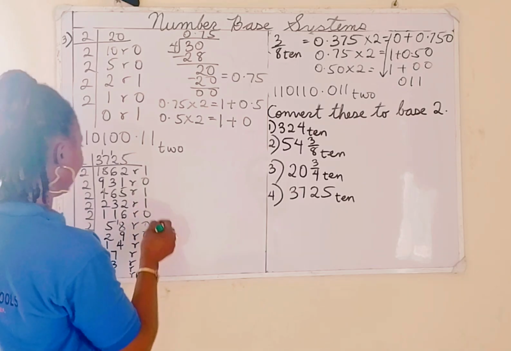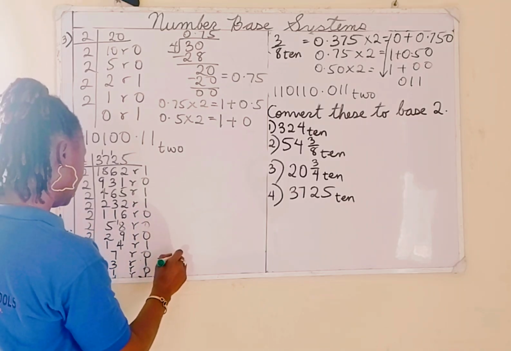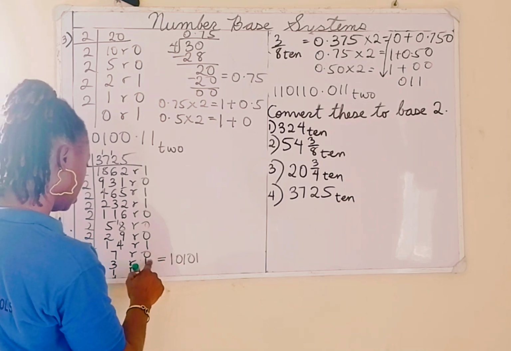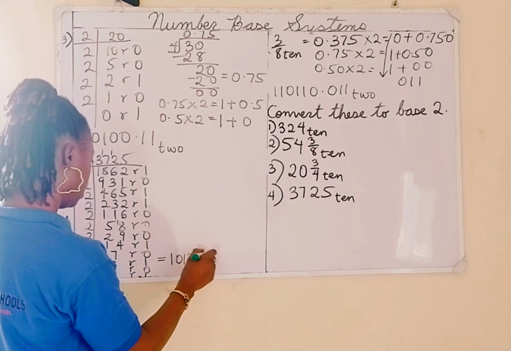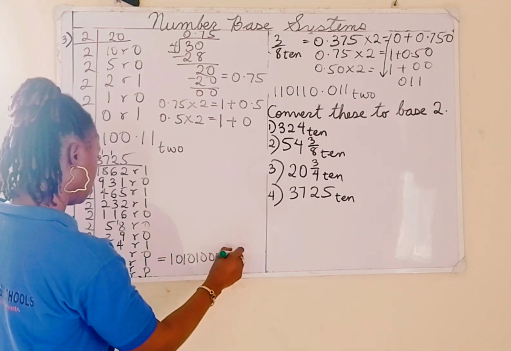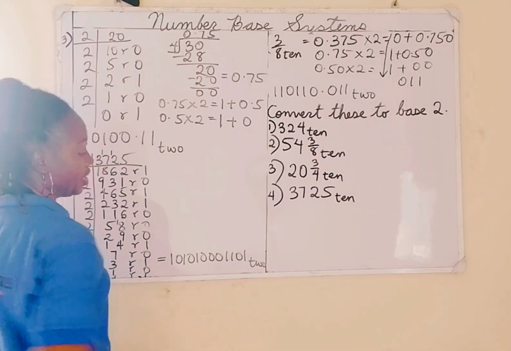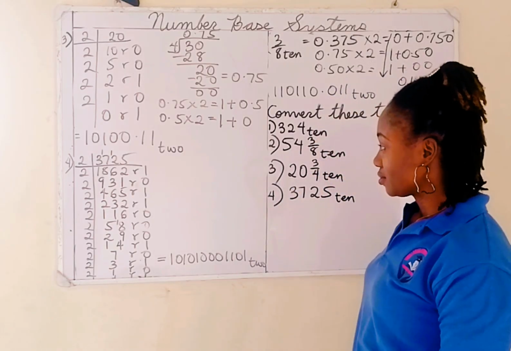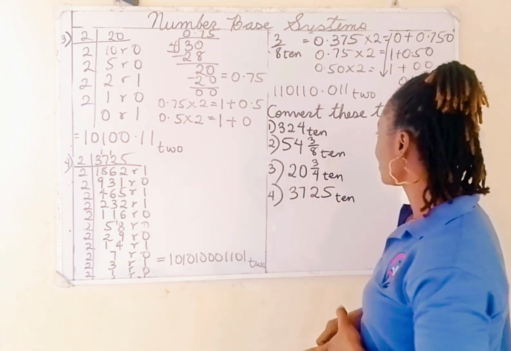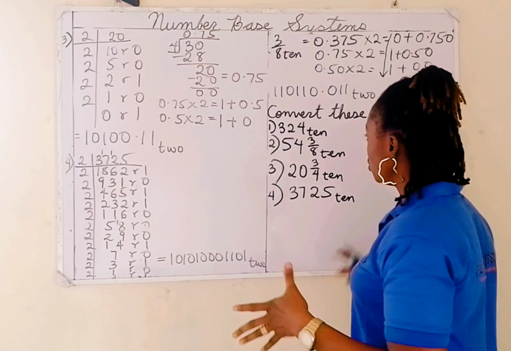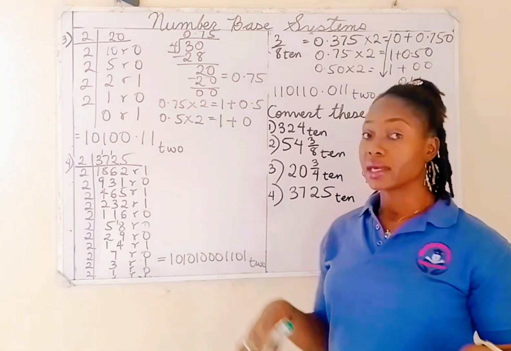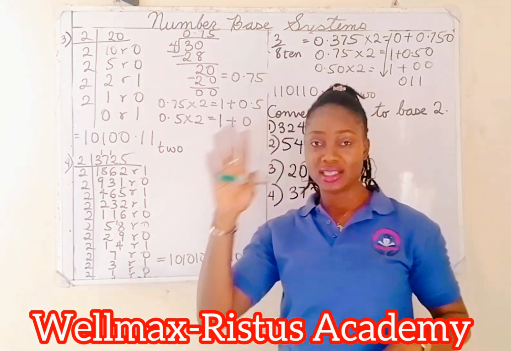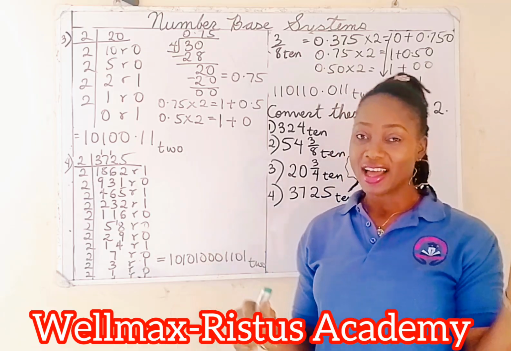So we have 1, 0, 1, 0, 1, 1, 0, 1, 1, 0, 1, 0, 1, 0, 0, 0, 1, 1, 0, 1 in base 2. Yes. And that's the final answer for question 4. I hope it's interesting. You're enjoying the calculation. Okay, so from now, we're going to move into how we can convert base 2 numbers to what? Base 10. Sit back and let's continue.